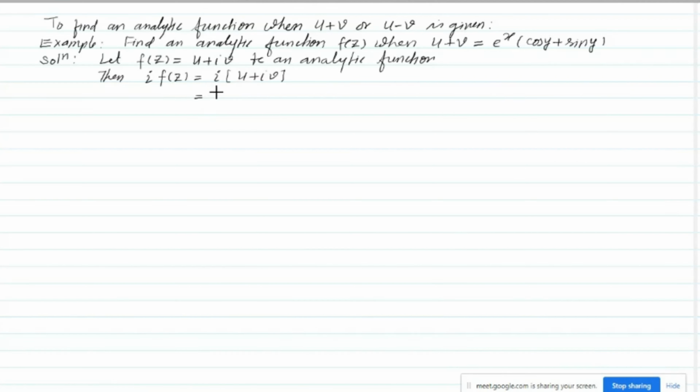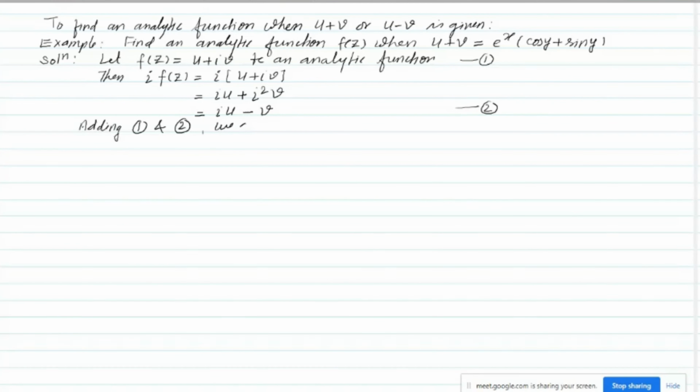Okay, so just simplify this first. We multiply this inside, so this becomes iu, and plus this becomes i square v. But i square is minus 1. So this becomes minus v. Okay. Now let me name this equation number 1 and this equation number 2. Now adding 1 and 2.